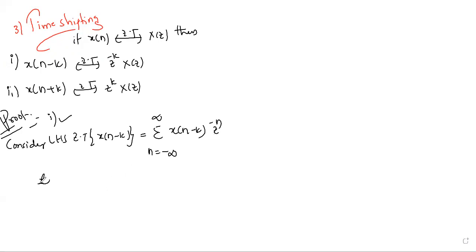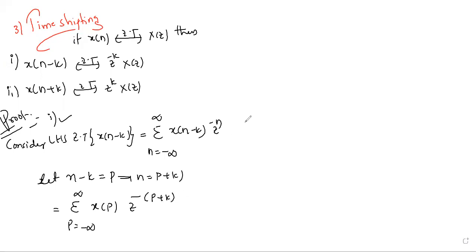Okay. So now here obviously let n minus k equal to some other discrete variable p. Then what about limits? The limits for n equal to minus infinity to plus infinity, the same limits will be there for p. Z power minus n minus k. Clear? Z power minus n is there. What about n from this? n equal to p plus k. That we have to write here.